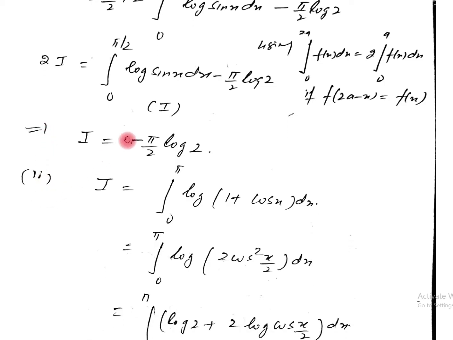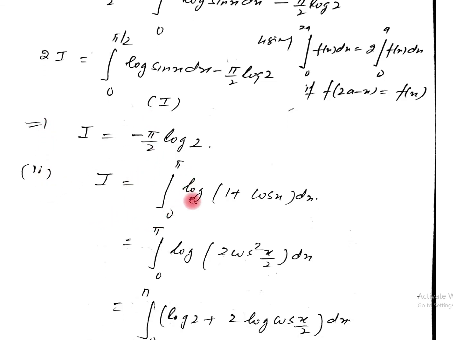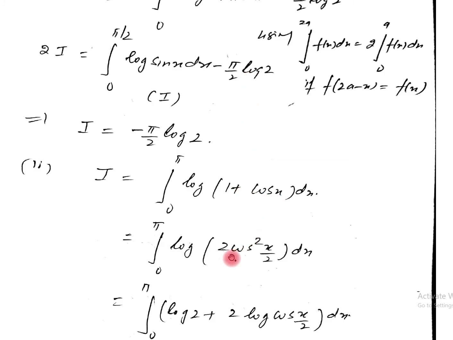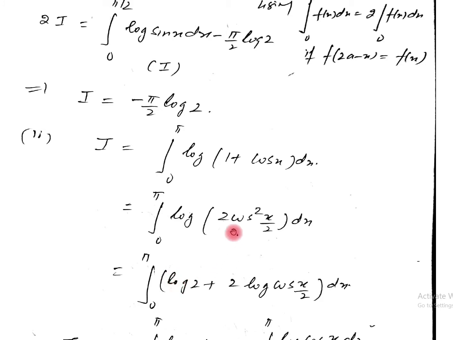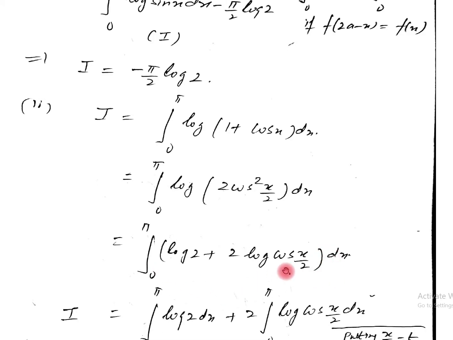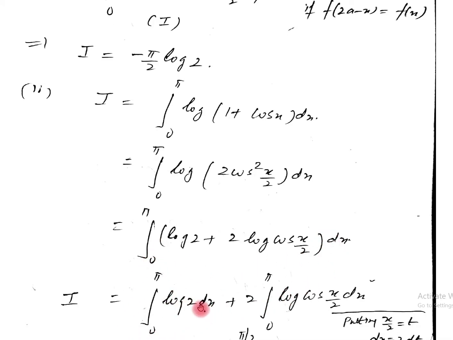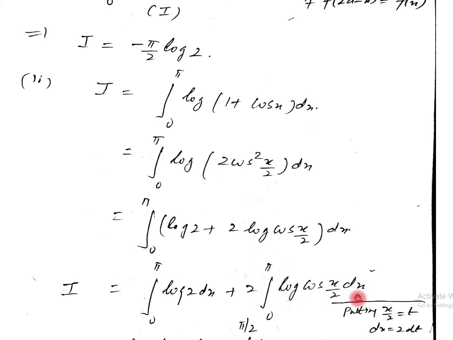Now let us see a similar question. Integral 0 to pi of log (1 plus cos x) dx. Again this question will be done with the help of the previous question. Now 1 plus cos x can be written as 2 cos square x by 2. Then using the properties of logarithm, it can be written as integral 0 to pi of log 2 plus 2 log cos (x by 2) dx. Then separating the integral: integral 0 to pi of log 2 dx plus 2 times integral 0 to pi of log cos (x by 2) dx.